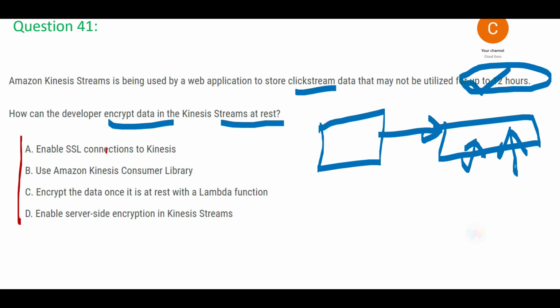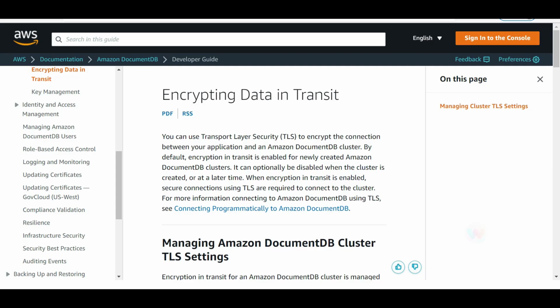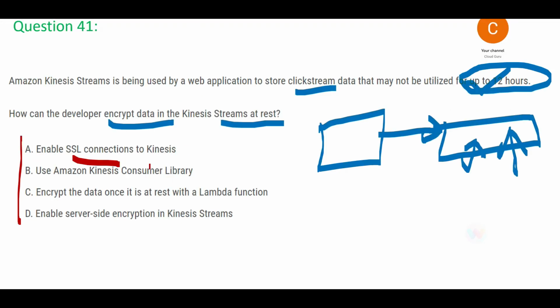There are four options. First one says use SSL connection. See, you use SSL or TLS certificates for encryption in transit. You have to use a service called AWS Certificate Manager, and that will help you with encrypting data in transit using the TLS protocol or SSL certificates. Is that the requirement? No, you want to encrypt the data at rest and not in transit. Hence, we would strike this out.